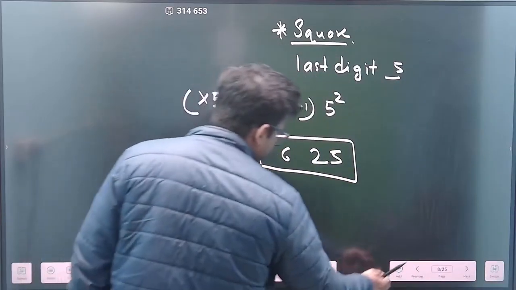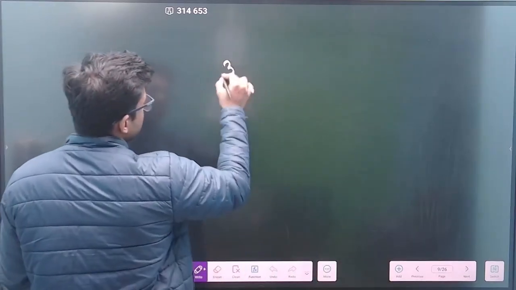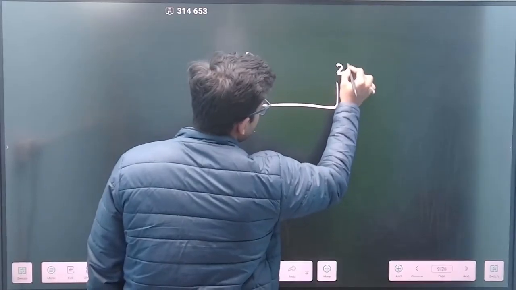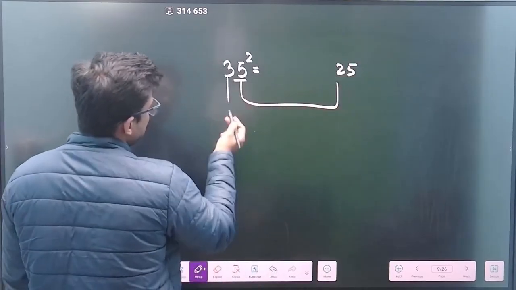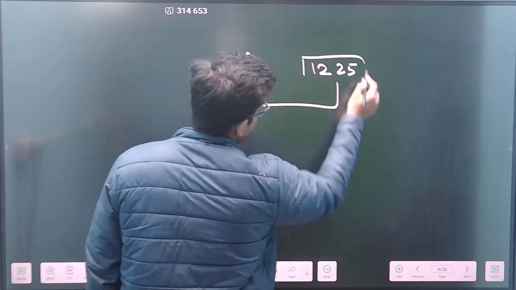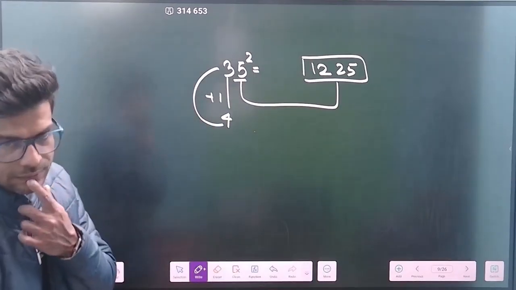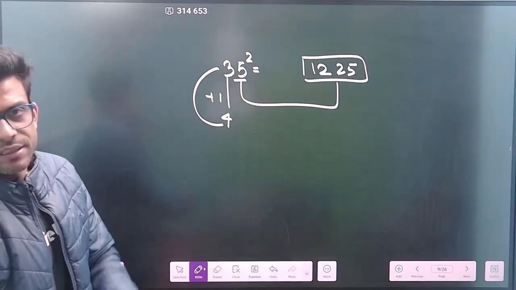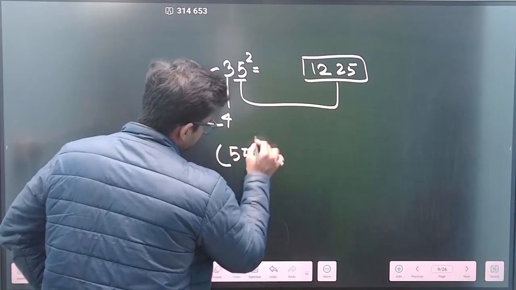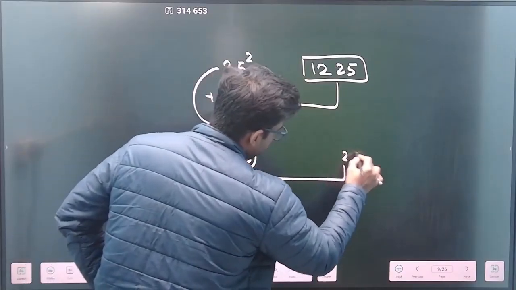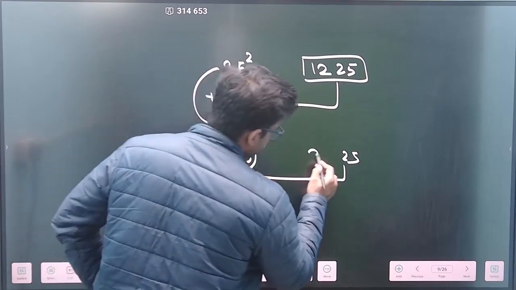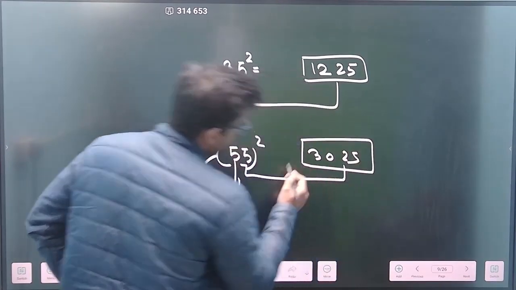Now suppose I take some other example, for example the square of 35. Again the square of 5 is 25, correct? Add plus 1 to this part, this becomes 4. 4 3s are 12. This is 1225, correct? Let's take the example of the square of 55. Again the square of 5 is nothing but 25, and add 1 to this, this becomes 6. 6 5s are 30. This is 3025, correct?